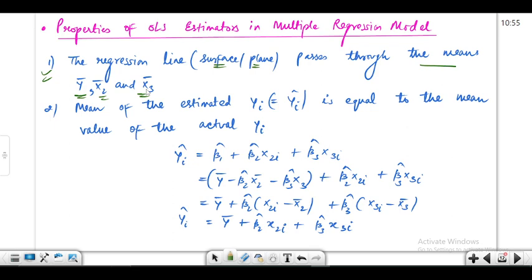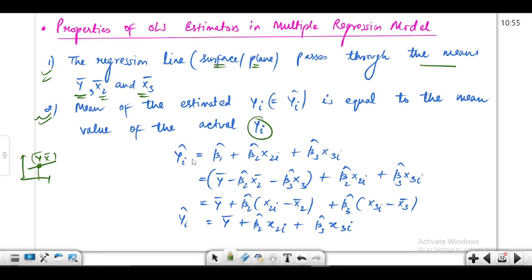So this is true. We had seen in the case of the simple model also, the line was passing through your y bar and x bar, that is, the mean of the y variable and the x variable. Similarly, the same goes for the regression surface here. It passes through the means of the three variables in the case of the three-variable multiple regression model. The second property is that the mean of the estimated yi, which is yi hat, is equal to the mean value of the actual yi. The proof is also given here.